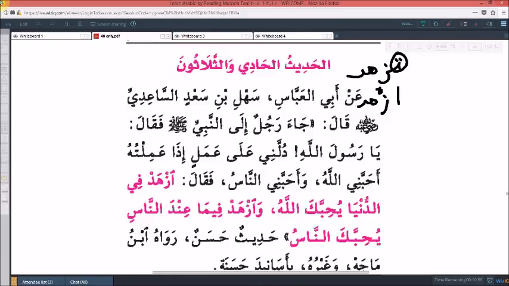Izhad. Fil amr. Fa'il mustatir, enta. Izhad fid dunya. Stay away from things in the dunya. Avoid things in the dunya. Don't care about the things in the dunya. Yuhibbak Allah. Allah will love you.